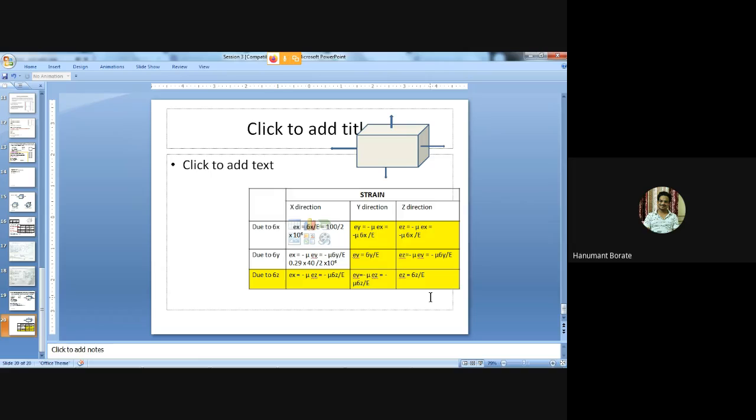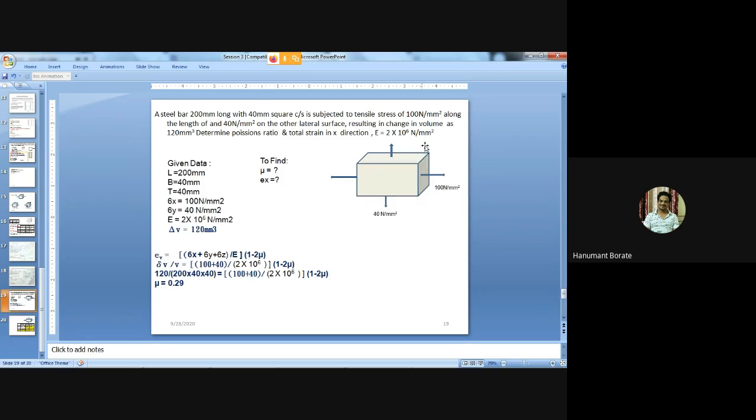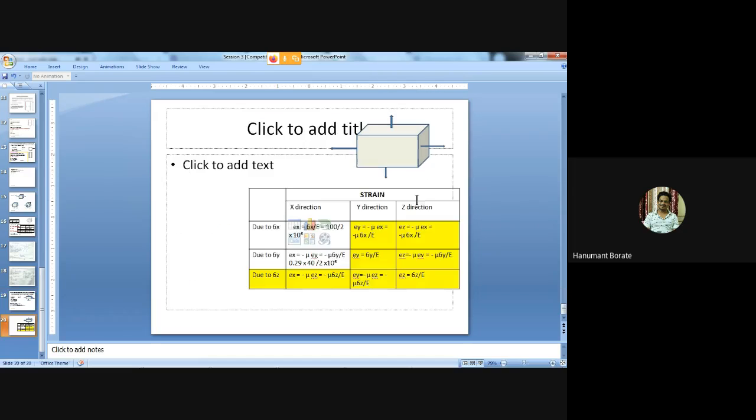Values are very simple. When a similar problem is given, and you need to calculate strain in x direction, y direction, or z direction, you should be able to prepare such a chart. There is a logical reason for each strain value, and you need to also check the sign.